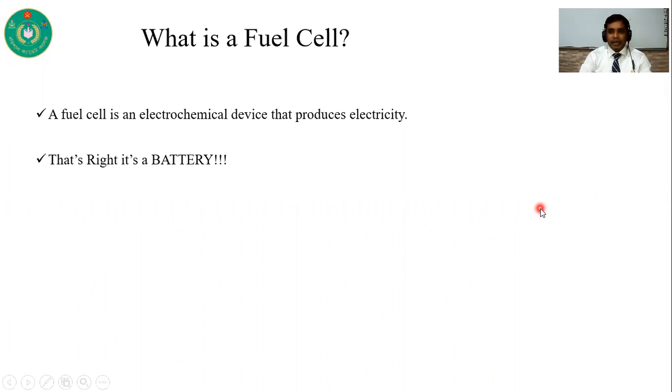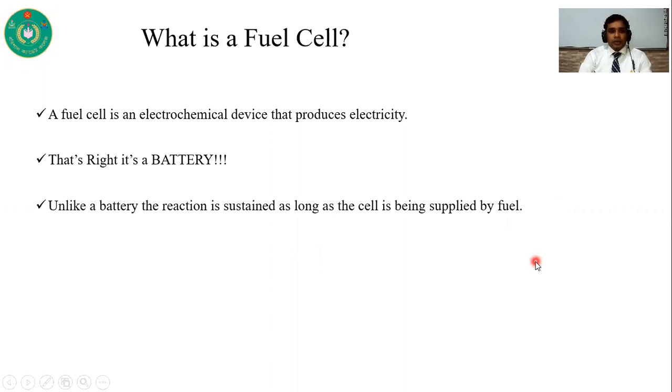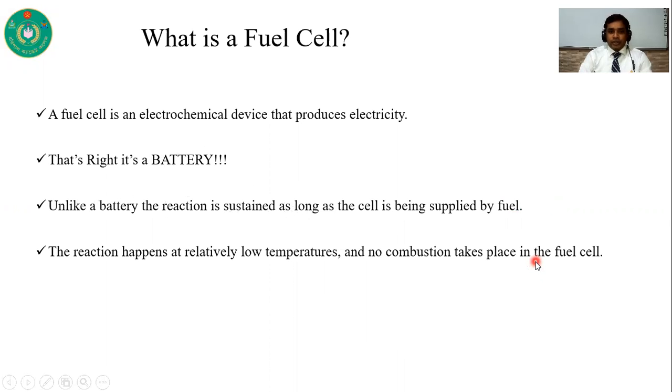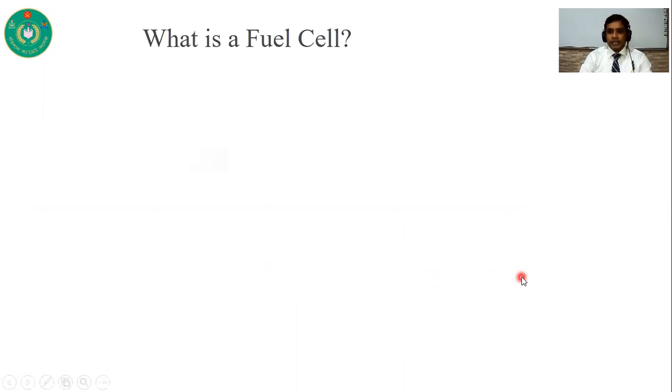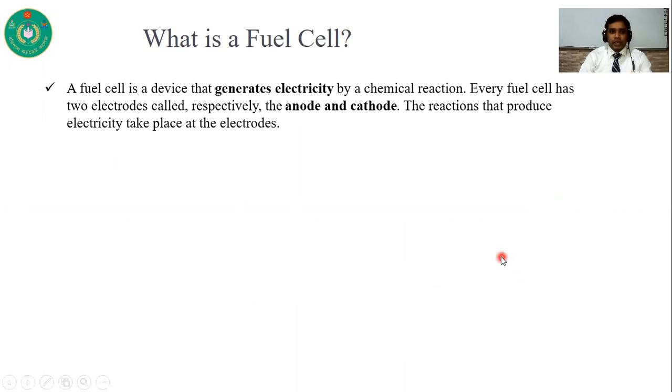You know that in a battery there is an anode and cathode, and due to the chemical reaction it produces electricity. Like a battery, a fuel cell also produces electricity, and the reaction that happens in a fuel cell is at very low temperature and no combustion takes place in a fuel cell. A fuel cell is a device that generally generates electricity by chemical reaction, and every fuel cell has 2 electrodes. You know that a battery has 2 electrodes, one is cathode, another one is anode.